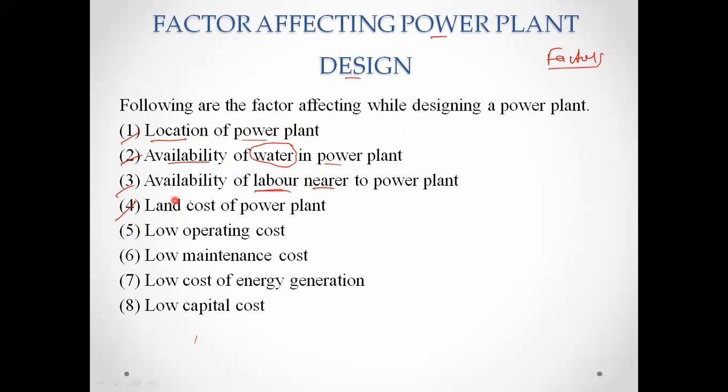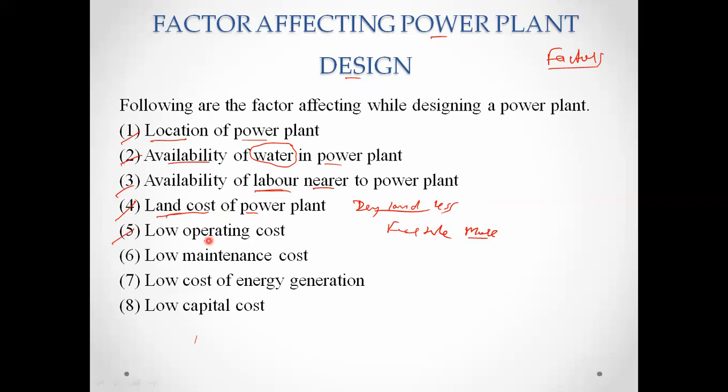Then the fourth one is the land cost of the power plant. So what does land cost mean? If it is dry land, the cost will be less. If it is fertile land, the cost will be more, and we can't use that because again certain problems will be there. So we have to consider the land cost of the power plant.